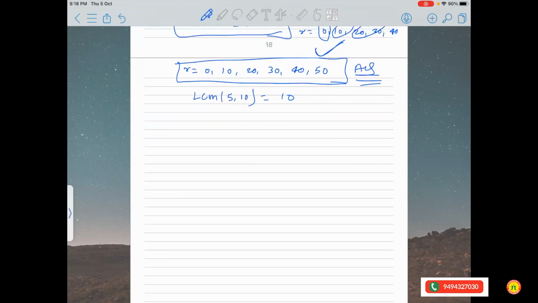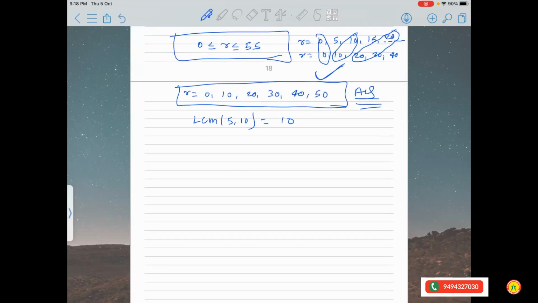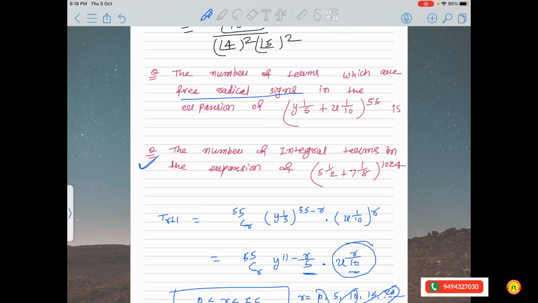So now this question, integral terms in the expansion. See this question: the number of integral terms in the expansion of (5 power 1 by 2 plus 7 power 1 by 8) power 1024. If it asks for integral terms, it means 5 power must be an integer, right? And 7 power 1 by 8 must also be an integer. Then it gives integral terms, right? Got it?